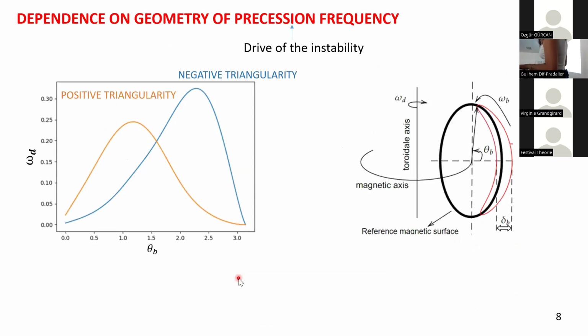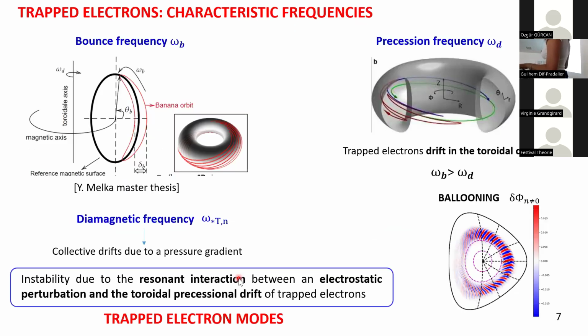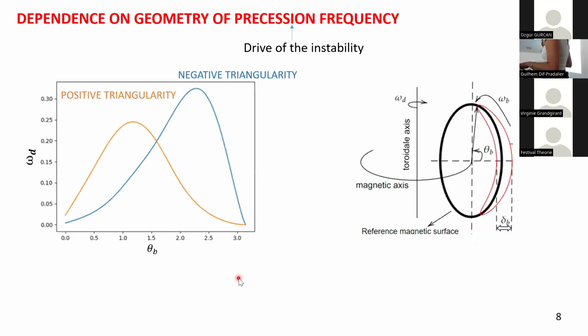An important thing to be noticed here is the fact that those frequencies depend on geometry. So they depend on whether we have a negative triangularity plasma or a positive one, and also on elongation or other parameters, but here we will just compare positive and negative to keep it simple. They depend on geometry in this way. If we plot omega d, the precession frequency, which is the drive of the instability, so we don't have to forget that it is the drive of the instability, we are particularly interested in this quantity.